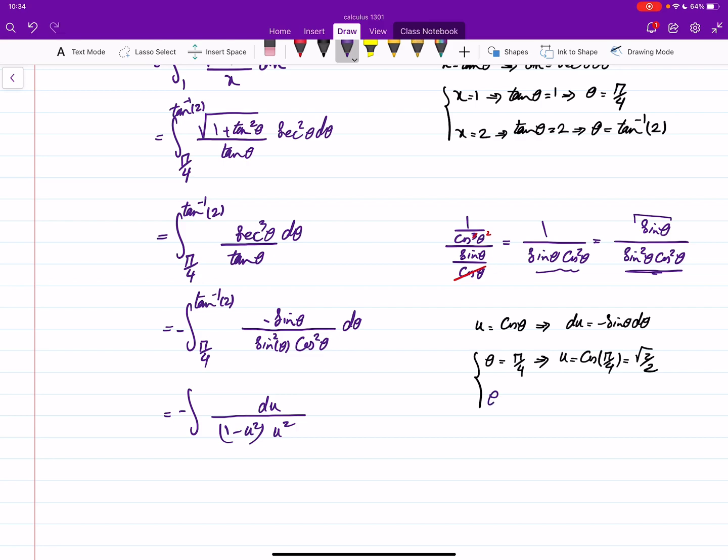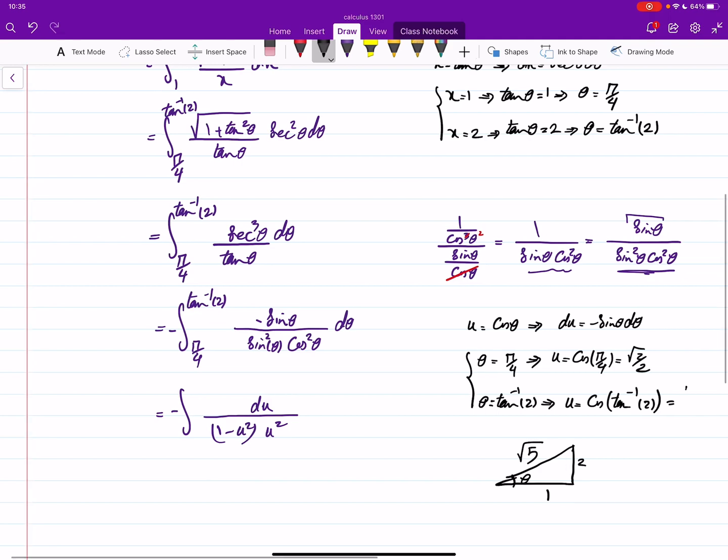How about if theta is tan inverse of 2? Can I find u, which is cosine of tan inverse of 2? Here we have to use the reference angle. So this is theta. 2 over 1 is the tan of that angle. So here will be root 5. So cosine will be 1 over hypotenuse, or adjacent over hypotenuse, which is 1 over root 5.